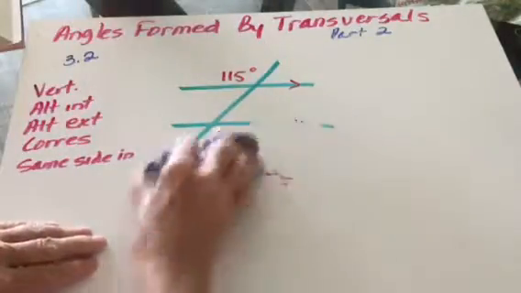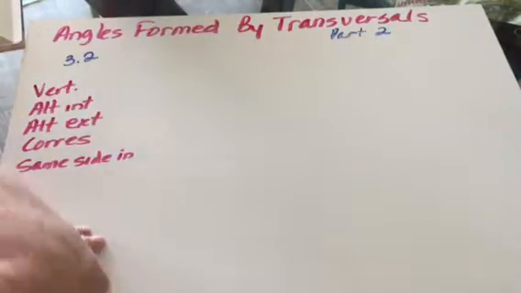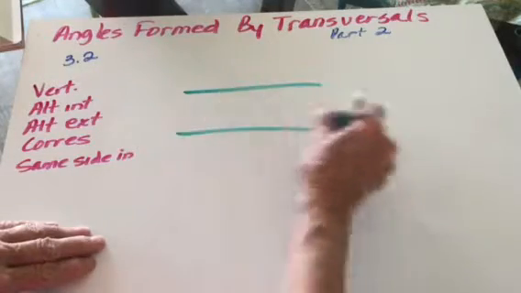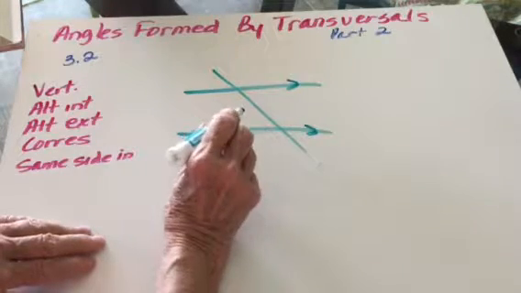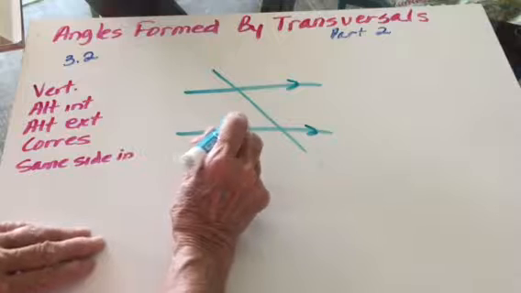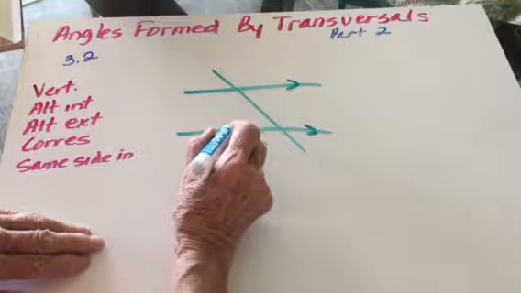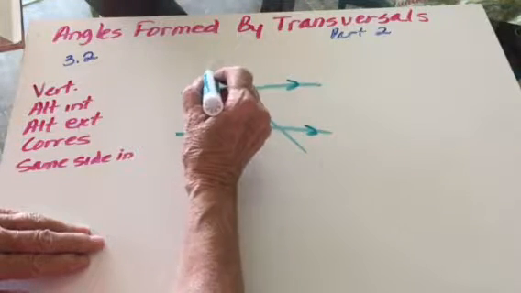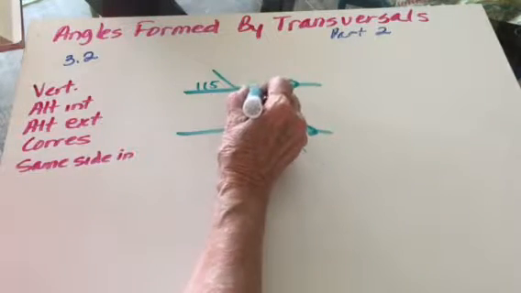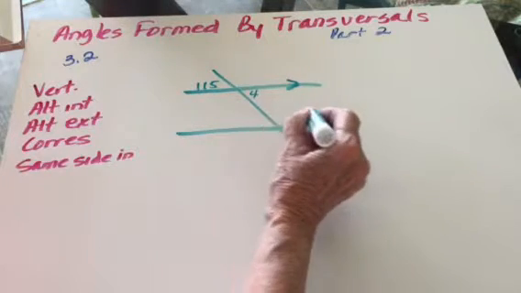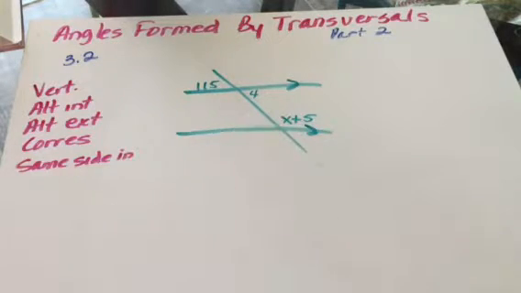All right, let's give you another one. What if we say we have two angles, and these lines are parallel, and let's call this angle. Well, we'll call angle 115 again. We're going to call this angle 4. We're going to call this x plus 5 down here, x plus 5. And my question to you is, what does x equal?